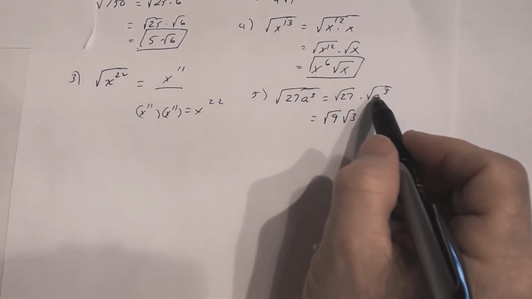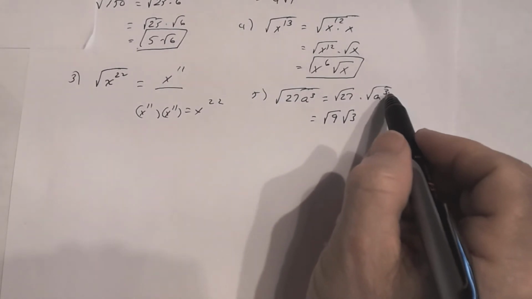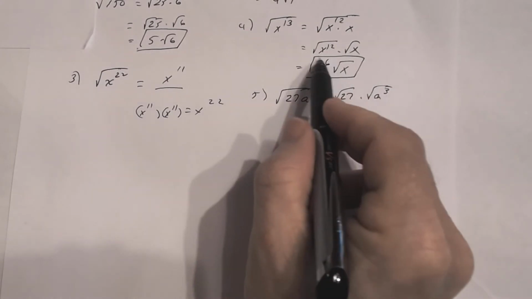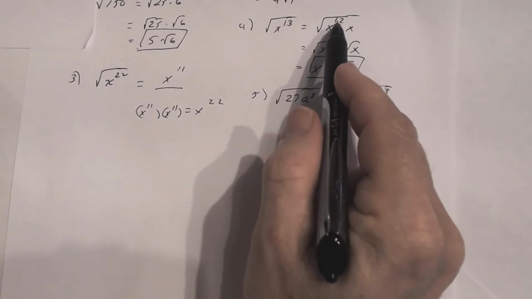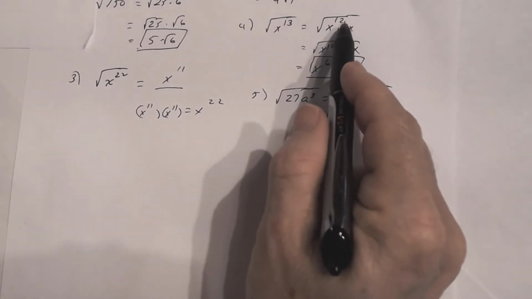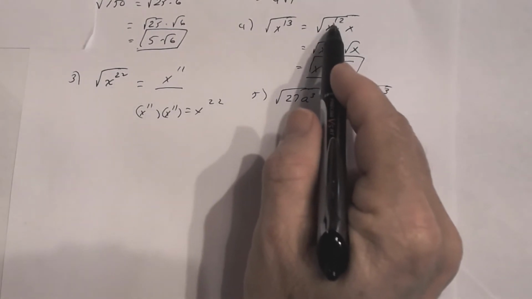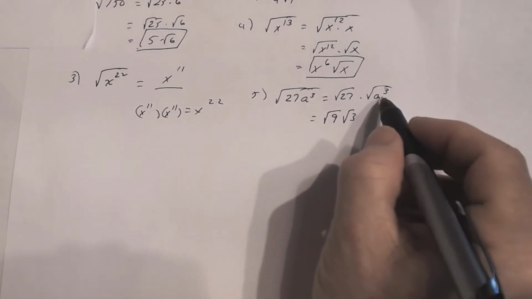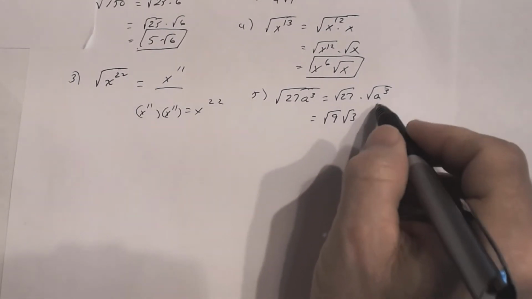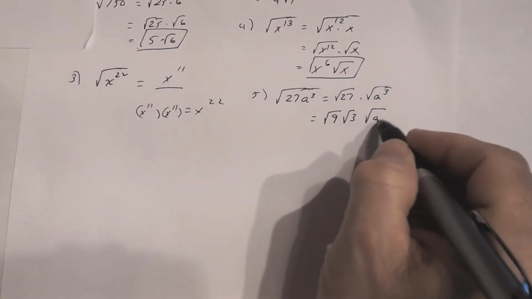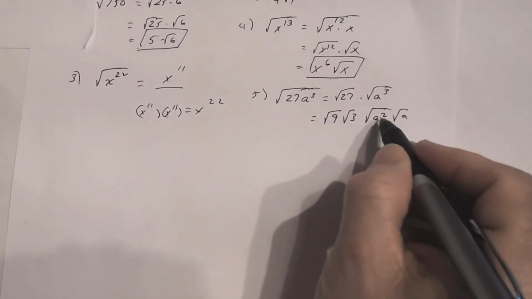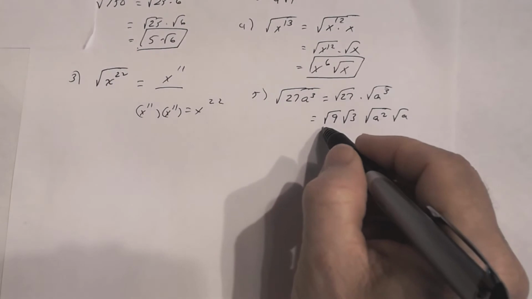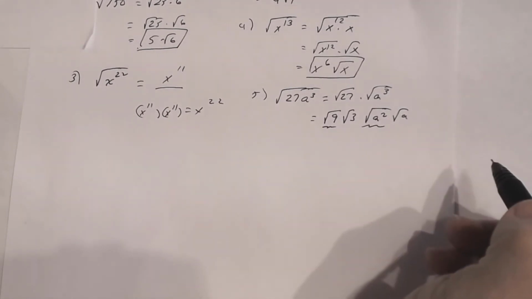Now, here I'm dealing with the square root of a variable raised to a power, and that power is odd. So you want to rewrite it as a product where the largest exponent of one of them is even and less than that power. So here, that's going to be the square root of a squared times the square root of a. It makes sense because a squared times a is a cubed. All right, now let's simplify what we can. I can simplify this one, and I can simplify this one.